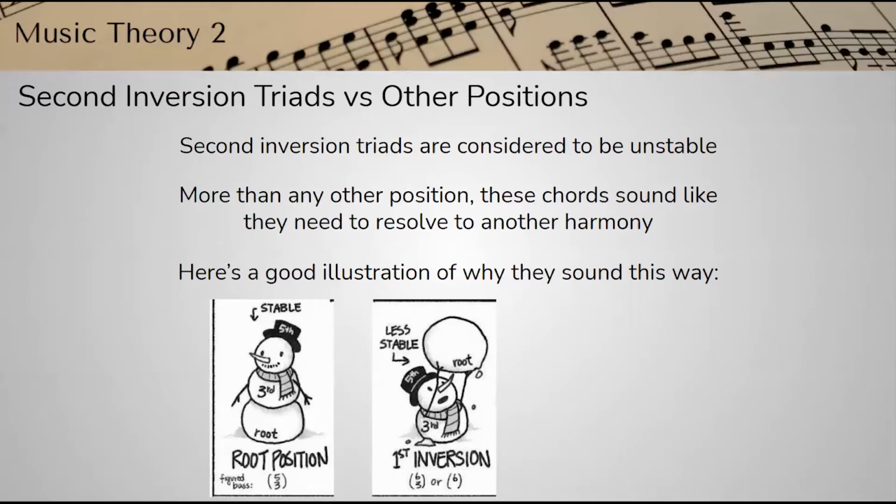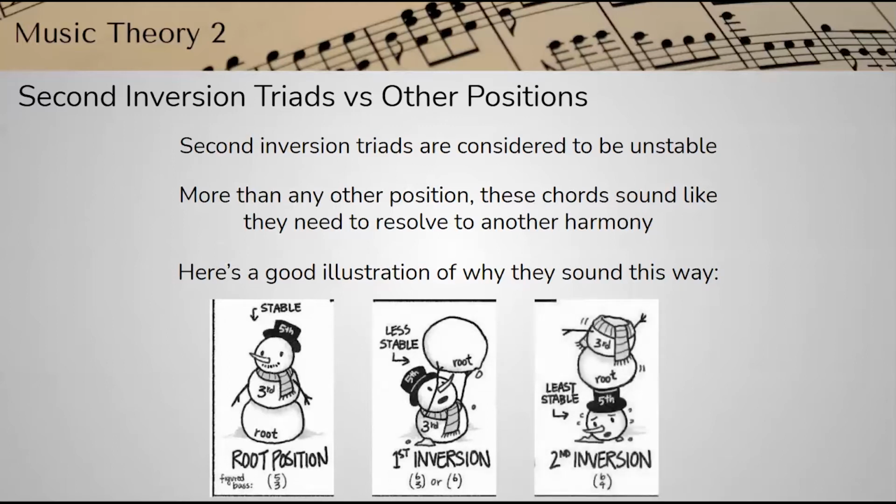Well, if you keep going with this, then you get the really unstable chord, because now the least important note, the note that does the least to define what the chord is, is on the bottom. It's like flipping the snowman upside down, so you have the smallest snowball supporting all the other notes of the chord. So that's another good way to look at it. And you can see from this analogy that the snowman is about to fall over. And that's kind of what a second inversion triad is like.